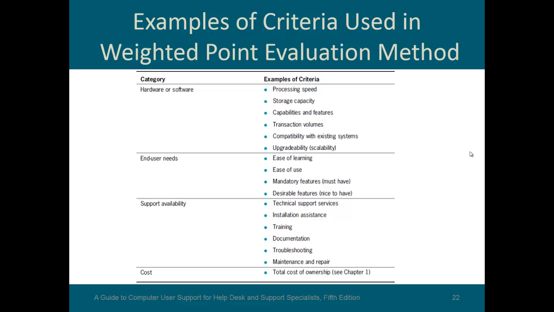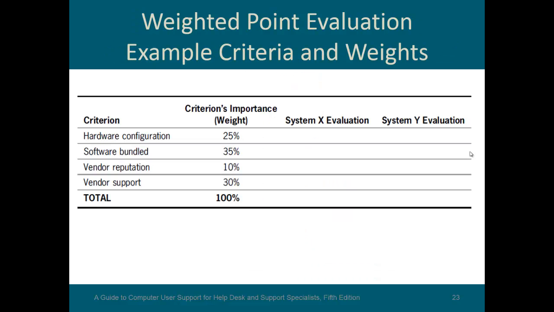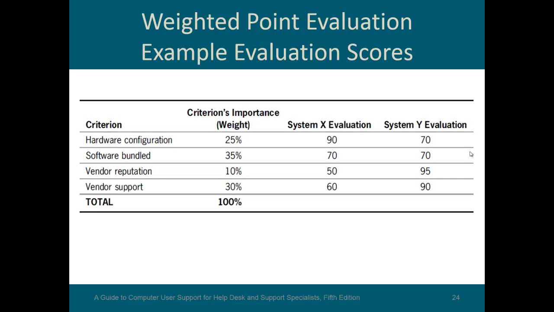And then here's that weighted point. Maybe the hardware configuration, I give it a weight of 25. The software bundled with it, I give it a weight of 35. And then as I'm evaluating things, obviously the weight kind of kicks in. So obviously here I'm looking more for the software bundled with it. Here's just another example with the scores put in.